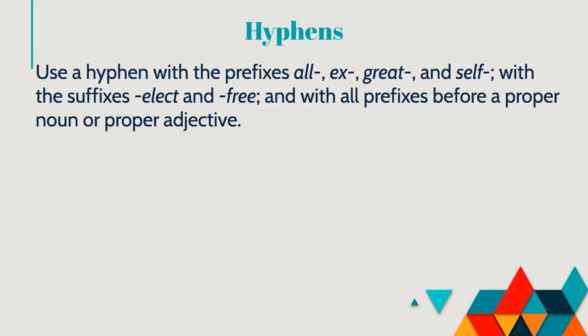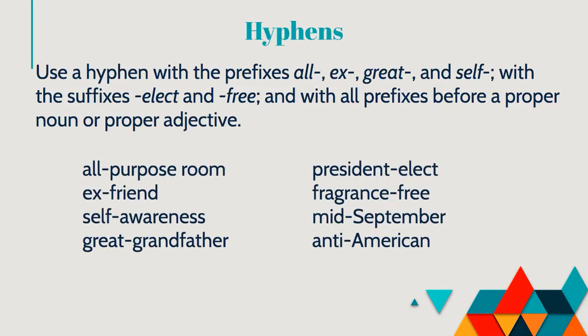Currently, we also use a hyphen with the following prefixes: all, ex, great, and self, and with the suffixes elect and free, and with all prefixes that come before a proper noun or proper adjective. So here are some examples of what those look like. Note that with the proper nouns and adjectives, we do still capitalize the proper word. That doesn't change even though we've added a prefix.